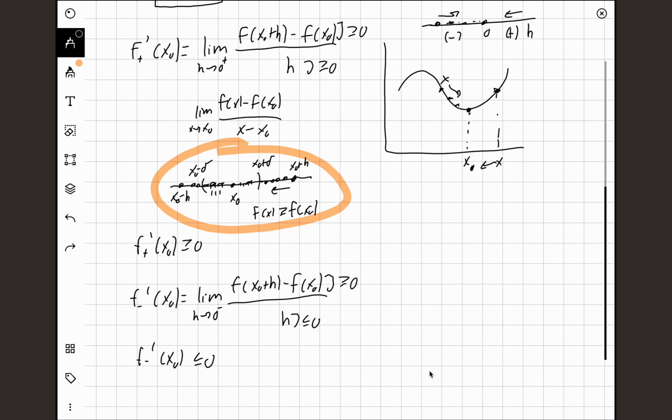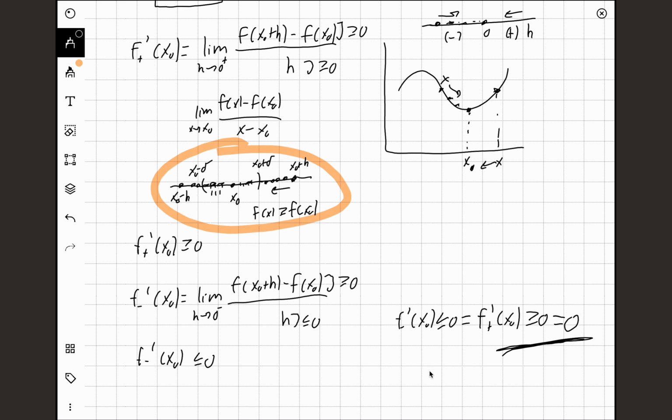So because the function is differentiable at x0, that means the left derivative, f minus prime of x0, which is less than or equal to 0, has to be equal to the right derivative, f plus prime of x0, which is greater than or equal to 0. So the only way that holds is if it's equal to 0. The only way this equality can hold is if the derivative equals 0. So that is how you prove it. It's a pretty clean and intuitive proof. I hope it makes sense.